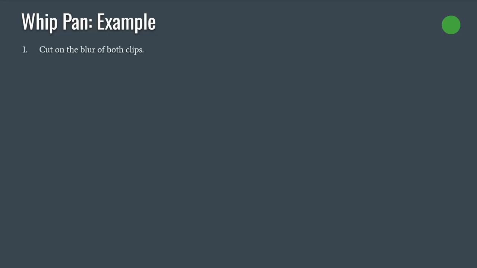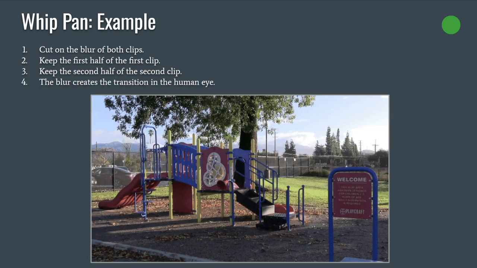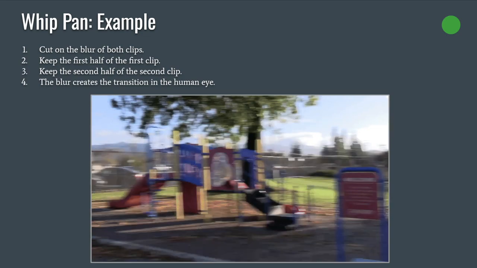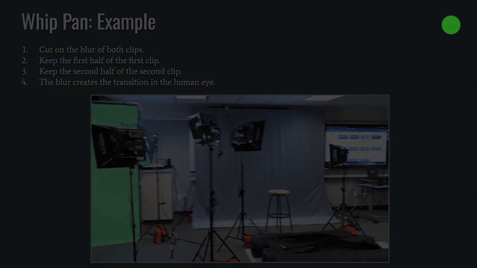So what we're going to do is cut on the blur of both clips, and I'll show you how to do that. We're going to keep the first half of the first clip and the second half of the second clip, and when we put them together, the blur is the transition to create the effect that you just saw a few slides ago. So it's a lot easier than it sounds. Once I bring it into Premiere Pro, you're going to go, holy cow, this is so simple to do.